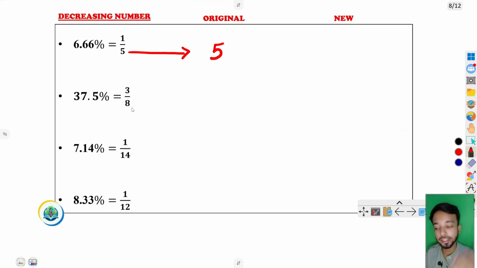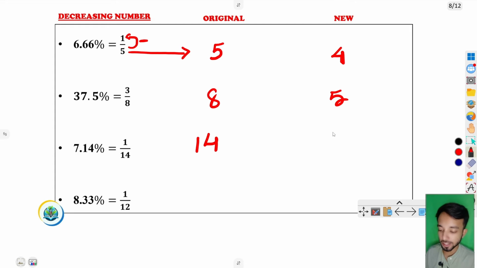In the increasing case, what did we used to do? 5 plus 1, right? But here what will we do? Here we will subtract. 5 minus 1, that is 4. Here it's 8, 8 minus 3 is your 5. 14, 14 minus 1 is your 13. 12, 12 minus 1 is your 11.